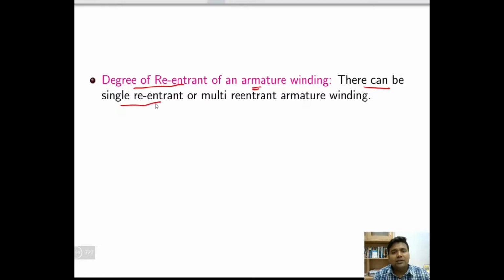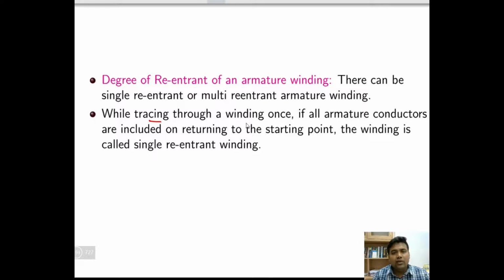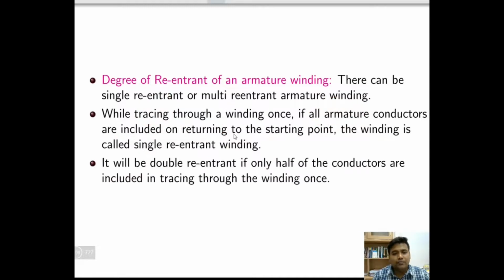There can be single reentrant or multi-reentrant armature winding. While tracing through a winding, if all the armature conductors are included on returning to the starting point, the winding is called single reentrant winding. It will be double reentrant if only half of the conductors are included in tracing through the winding once. So if it is half, then it is double reentrant.